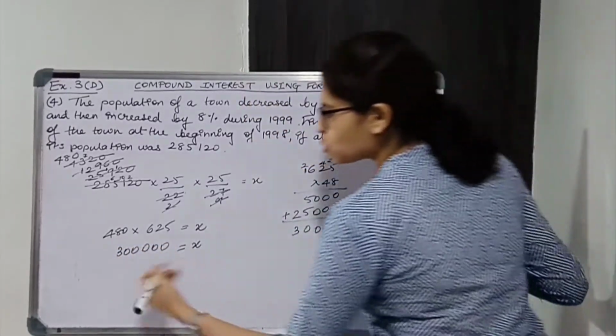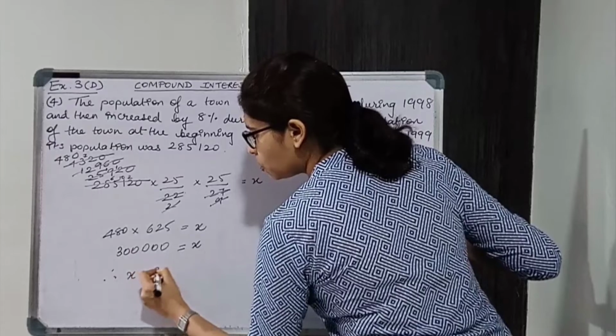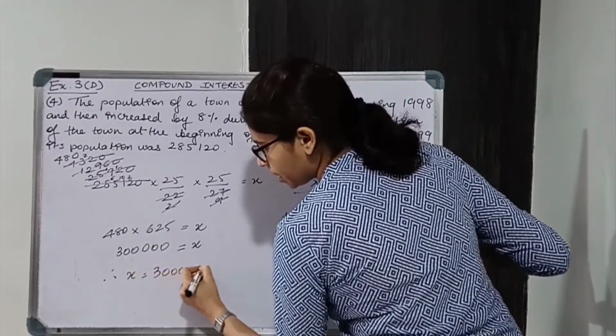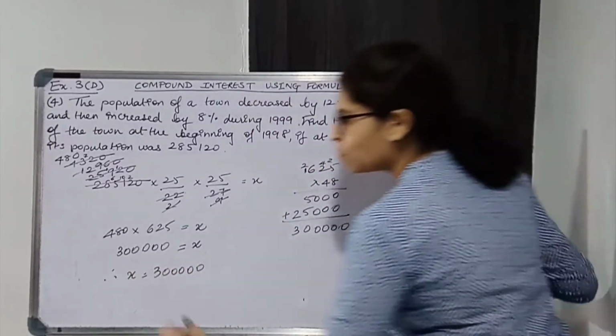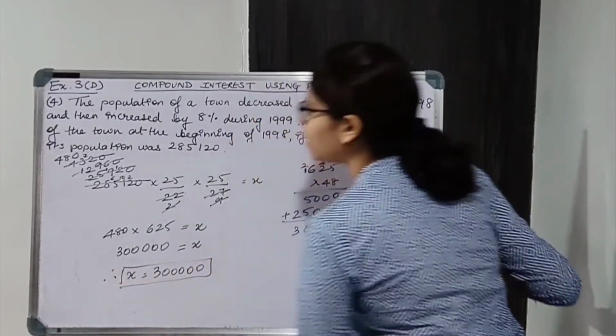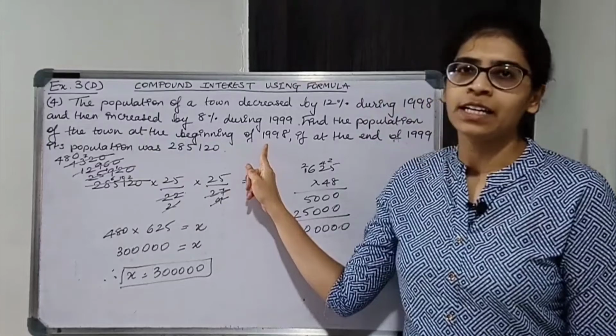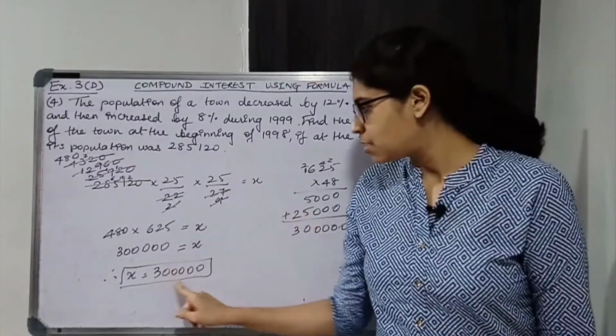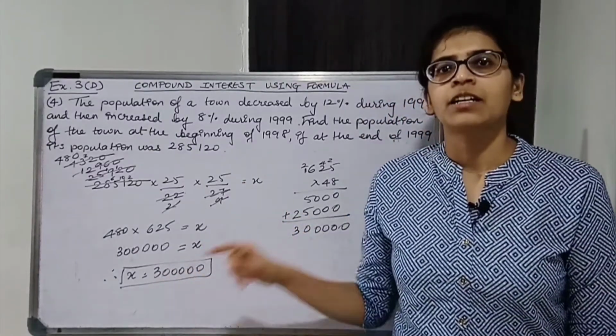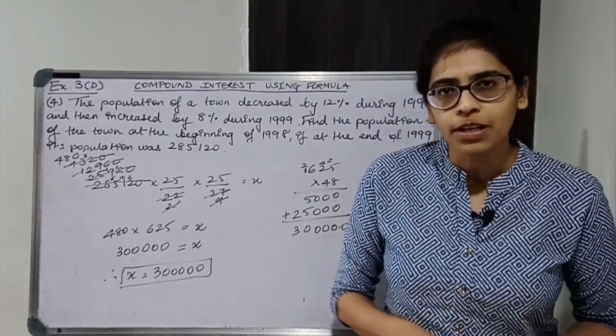All right, switch the sides, so x is equal to 3 lakh. All right, box the answer, write down the final statement. The population of the town at the beginning of 1998 is 3 lakh, okay? You don't have to put any unit because this was population, all right?